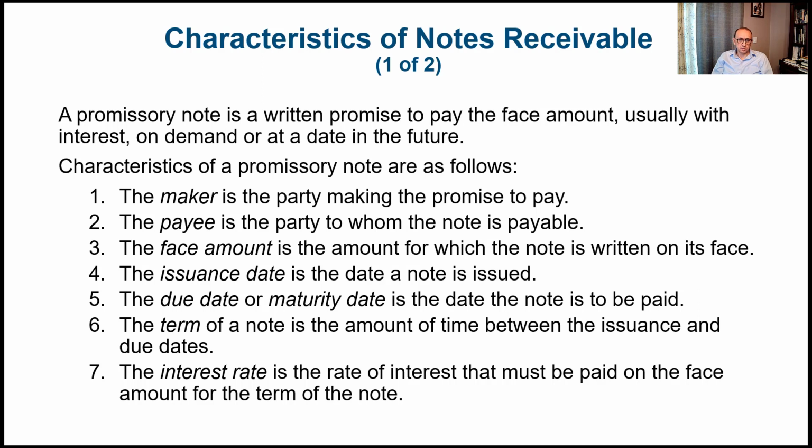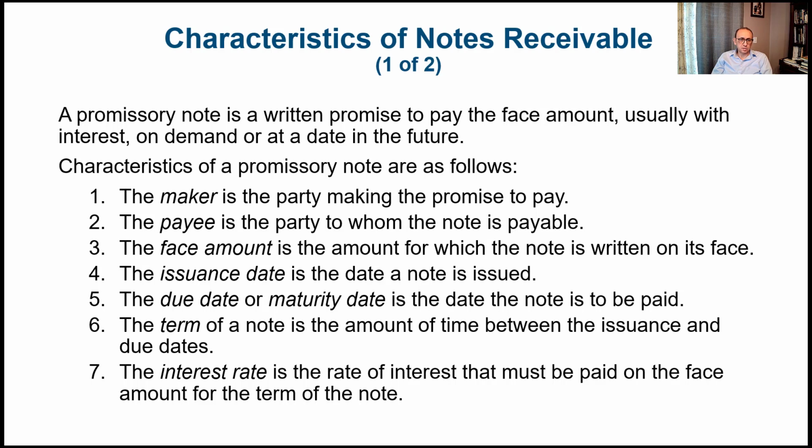There should be a maker, who's the party making the promise to pay. In other words, the maker is the person who is signing this note. The payee is the party to whom the note is payable, so the beneficiary, the person who's going to benefit out of this note. And we have the face amount, which is the amount for which the note is written on its face. So let's say it's $1,000, then we call the $1,000 the face amount.